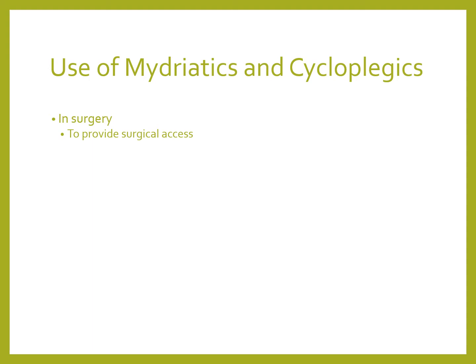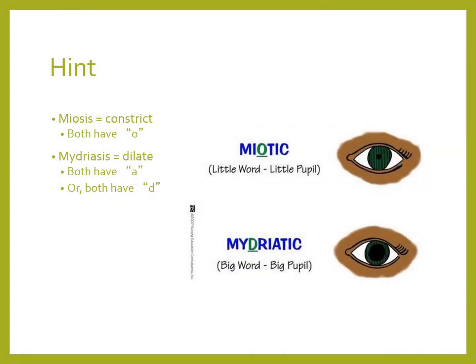In surgery, agents like these are mainly just used to provide access to the eye, just opening up that pupil so there's more area to work through. And again, just remember that you can either use the idea of little word, little pupil, or miosis means to constrict. Both words have an O, and mydriasis means to dilate. Both have an A or both have a D. So whichever one of those works better to help you remember. I typically like the little word, little pupil better, but however you can remember best is what works for you.